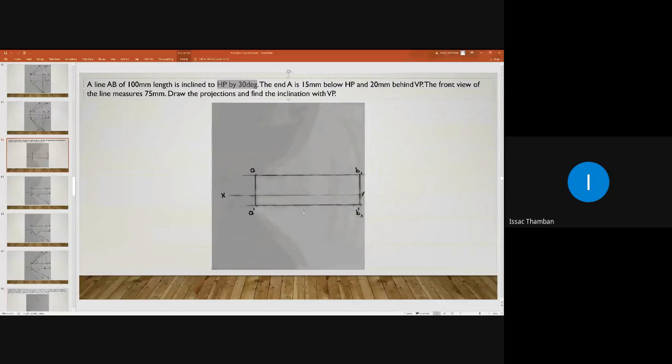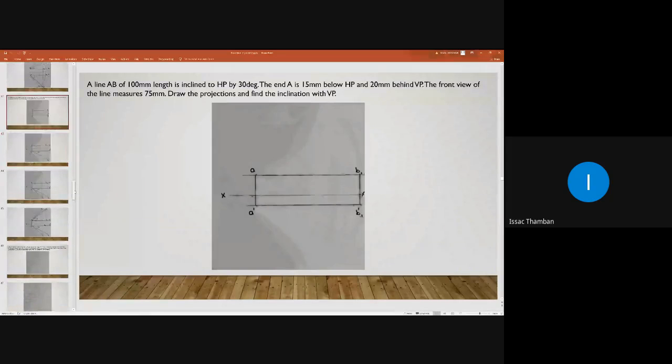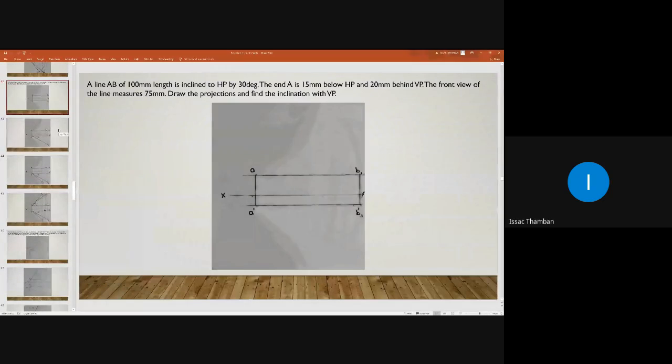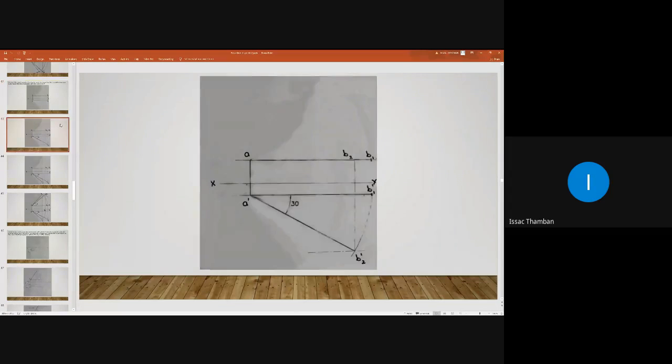So after this, you have obtained this initial position. Have you obtained this? Can I proceed? Yes, sir. Now we will tilt the line with respect to HP. Here the true inclination of the line with respect to HP is given, it is 30 degrees. So we can tilt the line with respect to HP by that inclination, keeping it parallel to VP. In the next slide, I will be tilting the line with respect to HP.